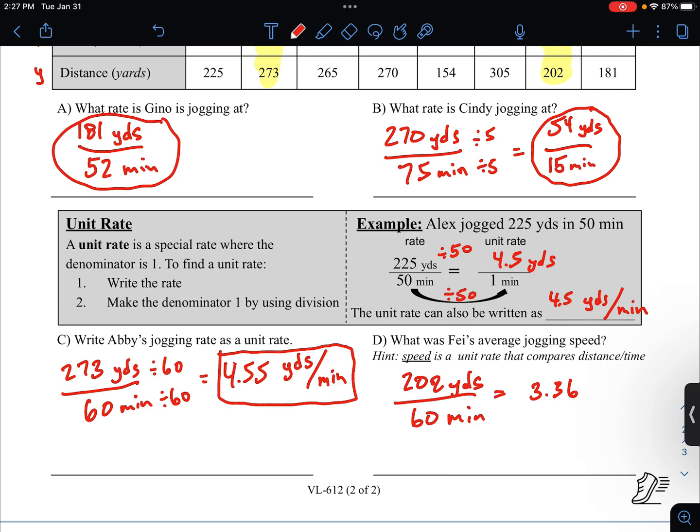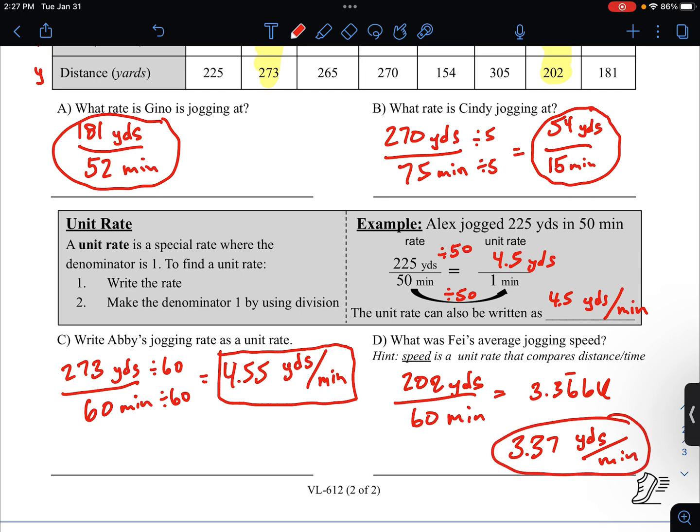So what I'm going to do is I'm going to just round it to the nearest hundredth. So if it's 3.33666, this means I'm going to round this number up. So I'm just going to write it as 3.37 yards per minute.